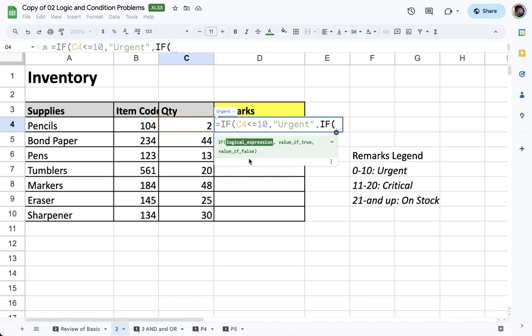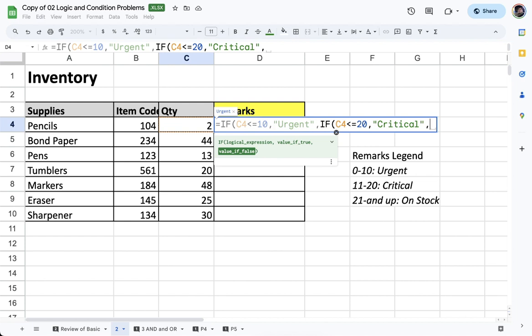So what we can do in this case is we have to use if again. Instead of locking it up with one answer, we're going to start another if. And this time, it's going to be if C4 is less than or equal to 20, then it's going to be critical, comma. And now our second if statement is asking what if it's false?